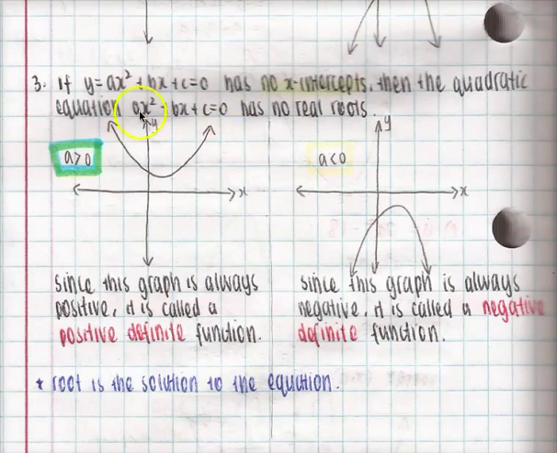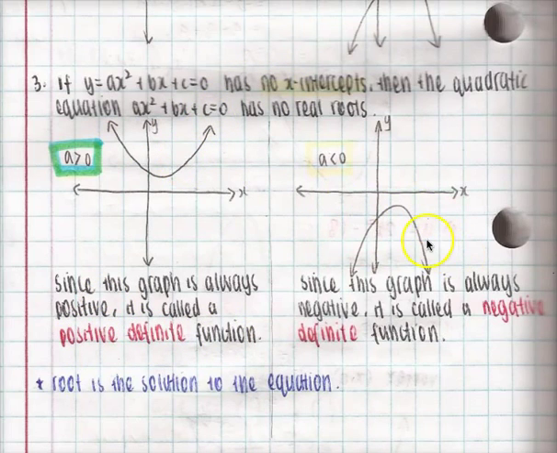Now, because this parabola always has positive y values, it's called a positive definite function. I just say, look at that parabola. It's definitely always positive, but you don't write that. Instead of saying it's definitely positive, you say it's a positive definite function.